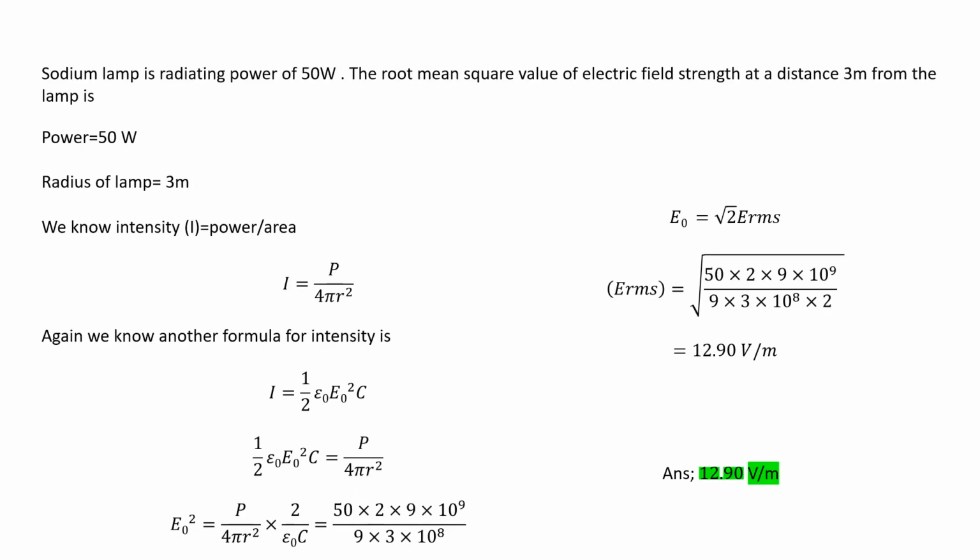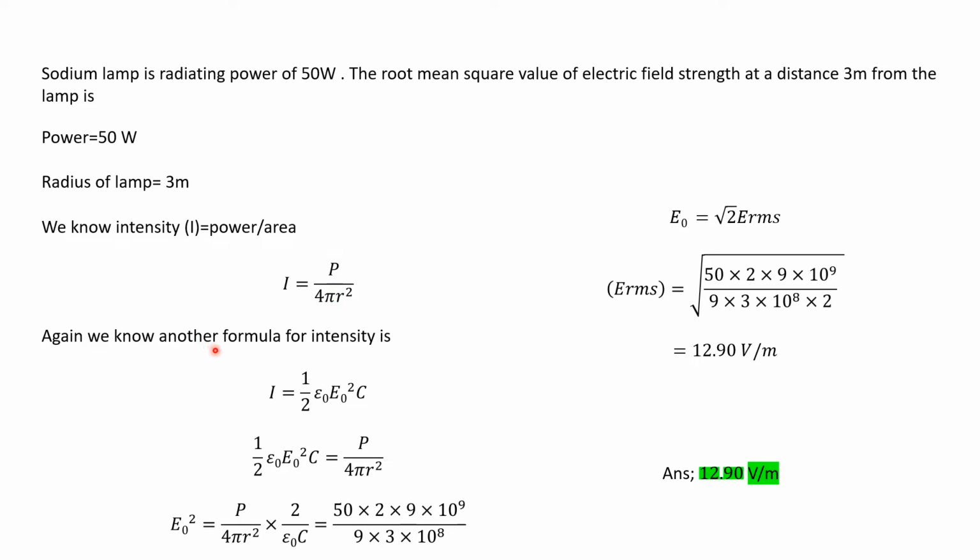So here is the solution. You can see that in the question it has been given that the sodium lamp is radiating power 50 watt. The root mean square value of electric field strength at distance 3 meter from the lamp is asked. The power is 50 watt and the distance is 3 meter. And we all know that the intensity is equal to power by area. So we can write it as I equal to P by 4 pi r square.